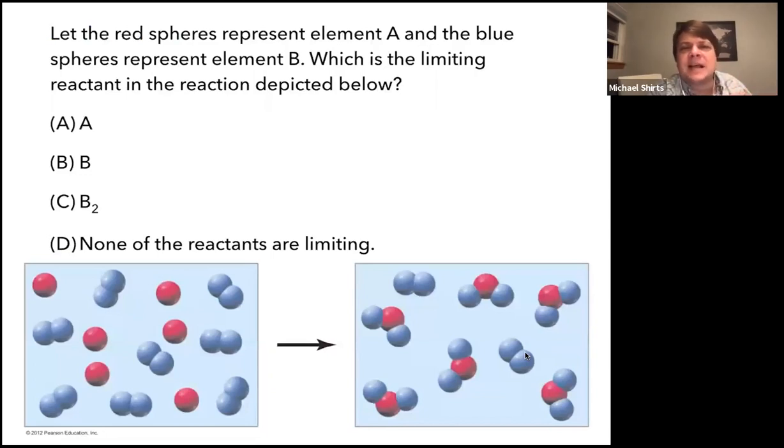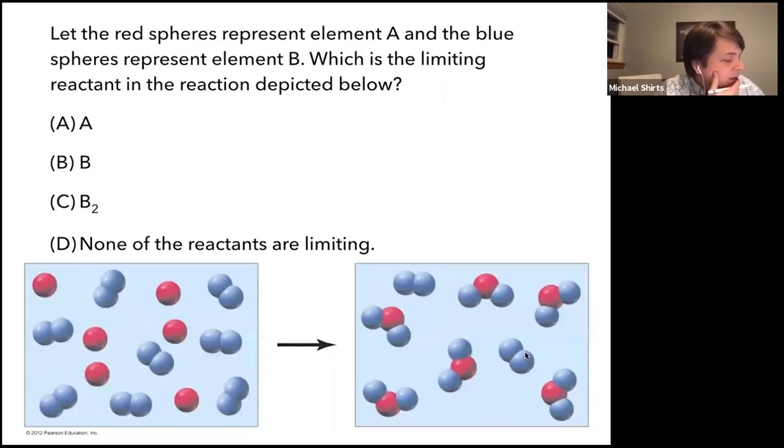The red spheres represent element A. Which element? Who cares? Some element. The blue spheres represent element B. Which is the limiting reactant in the reaction depicted below? So we can see that A is just a single sphere, occurs as a single element. B occurs as B2, and then it reacts to form molecules of AB2.